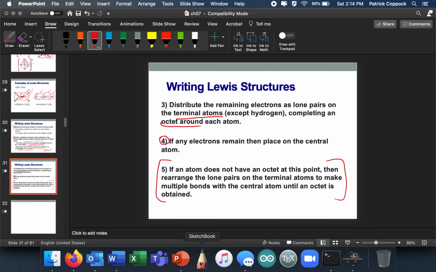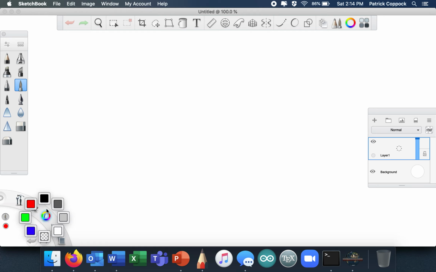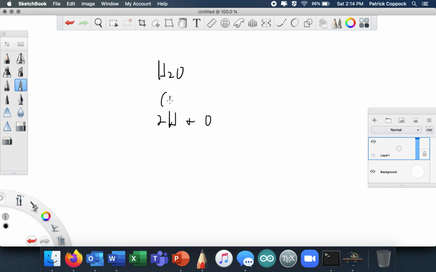All right, so let's do an example. I'm going to come over here, open up my whiteboard. Let's say H2O. There are 2 hydrogens plus an oxygen, and each hydrogen has 1 valence electron, and oxygen has 6 valence electrons because it's in group 6. There's going to be 8 electrons total. VE is equal to 8. 8 valence electrons, right? Remember, it's only the valence electrons that we're concerned about.